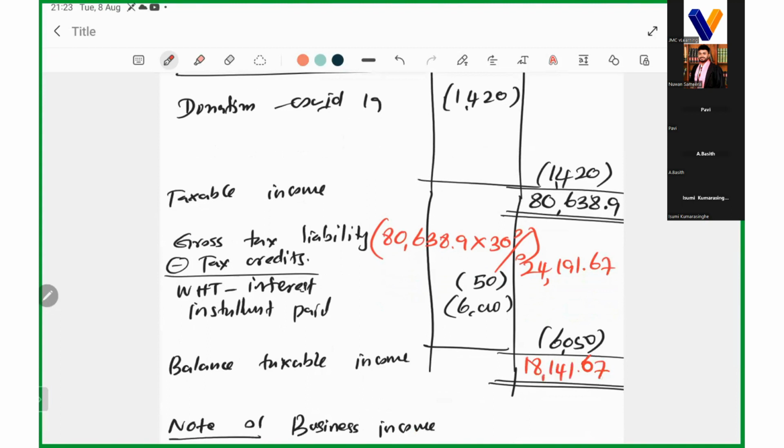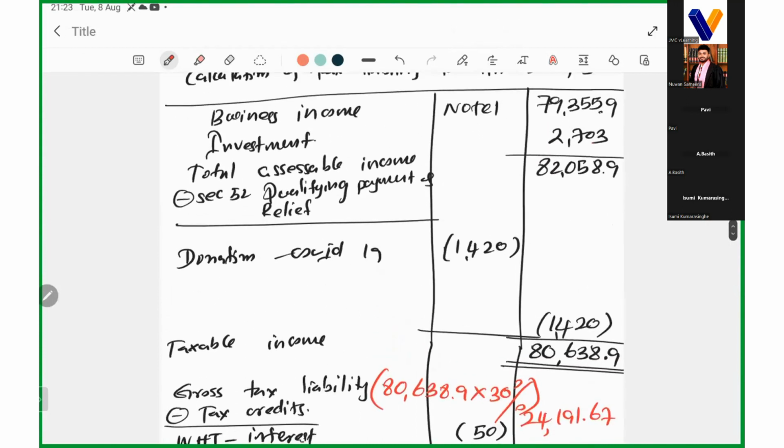Any doubt about this calculation? Sir, can you show the total assessable income? Sorry? Total assessable income. That means you need to show it. Yes, sir, yes.